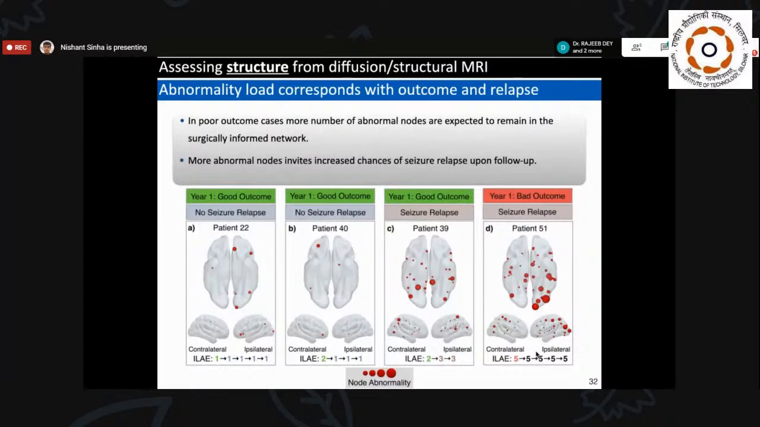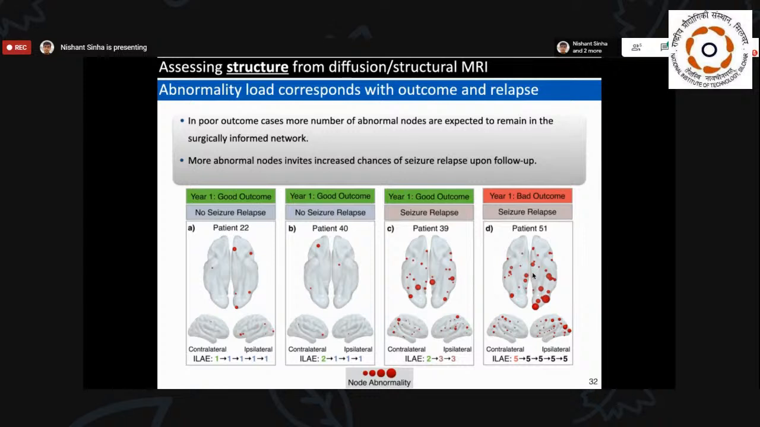Let's have a look at how this method works. So this is an example of four patients. Patient 22 had a good outcome, which means they had an ILAE 1 outcome, and this is the total number of abnormal nodes in this patient. This patient was ILAE 2, which means they were only having auras, and the abnormal nodes here were fewer. The patient in panel C was ILAE 2, but then upon follow-up relapsed. So at year one, both the patients shown in panel B and panel C had ILAE 2, but the patient in panel C relapsed at a later year, and this patient had a greater number of abnormal nodes in the brain. The patient shown in panel D had a lot of abnormal nodes, and this patient was never seizure-free after the surgery.